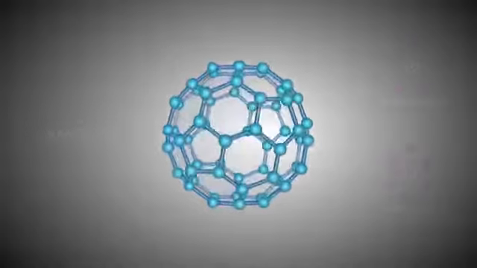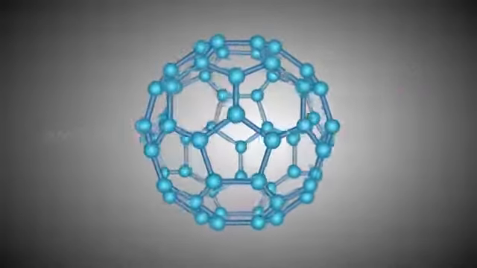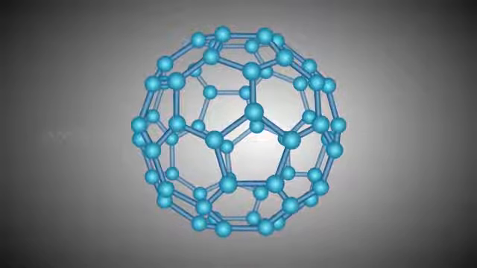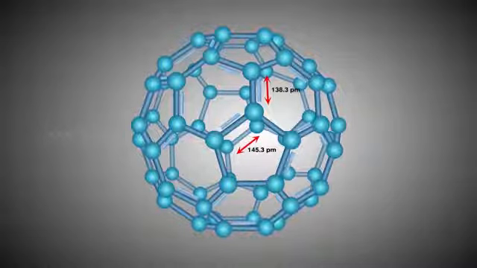In fullerene, all the carbon atoms are found to be equivalent and are connected by both single and double bonds. Bond length of single bond is 145.3 pm. Bond length of a double bond is 138.3 pm.